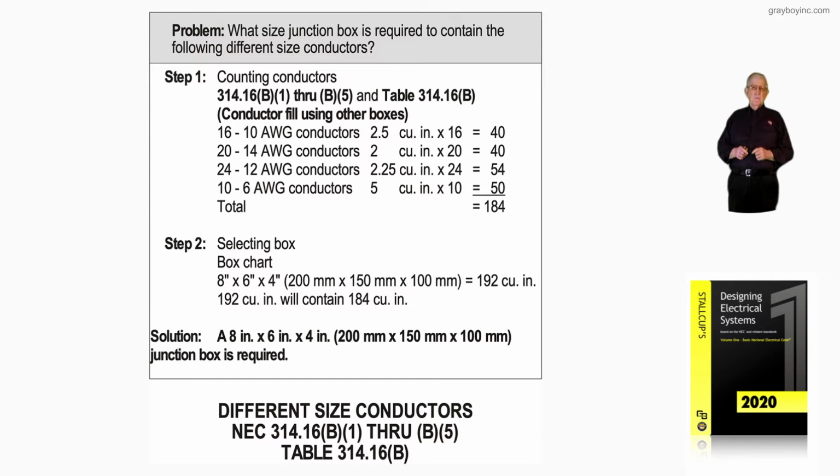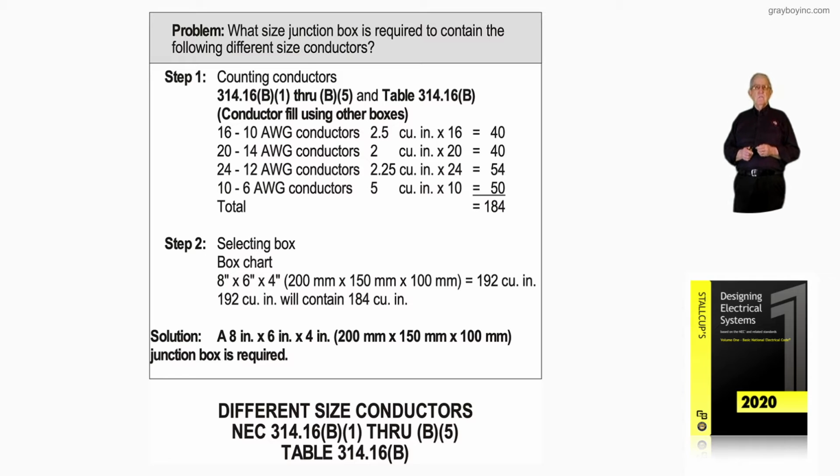Now this illustration deals with different size conductors selected from table 314.16(B) and counted by 314.16(B)(1) through (B)(5). And all we're dealing with here is conductors in the box. But the question is, what size junction box is required to contain the following different size conductors?